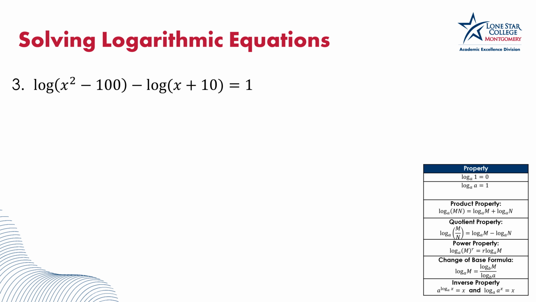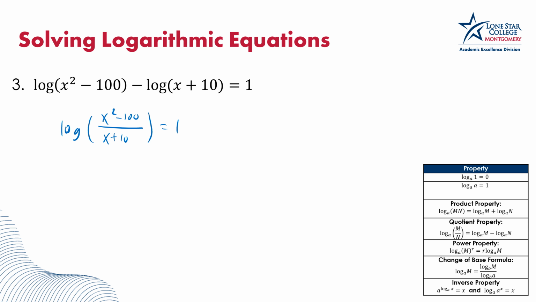But what we can do is apply our log properties. Between the two logs, we have a minus sign, so we can associate that with the quotient property. So we can write this as one singular log of the first term, x squared minus 100, divided by the second term, x plus 10, equals 1.